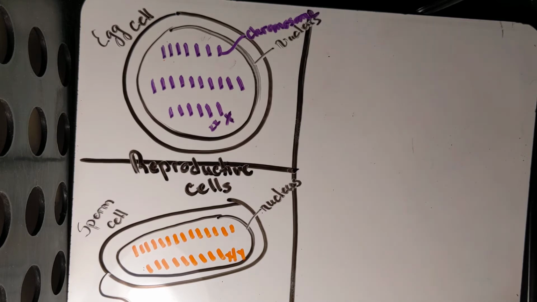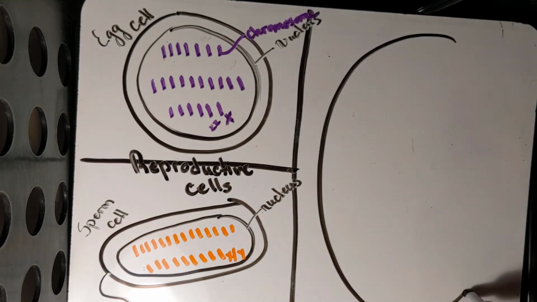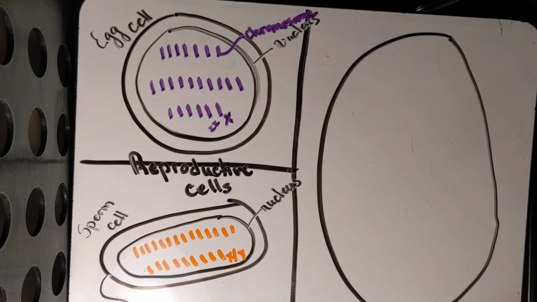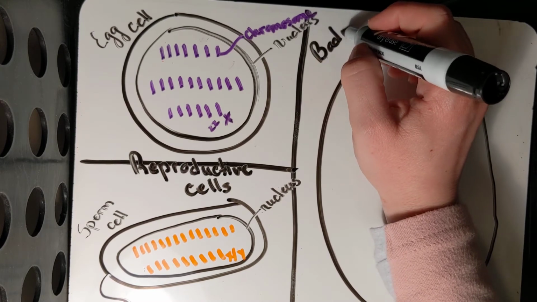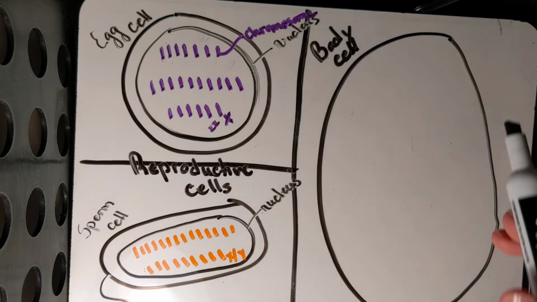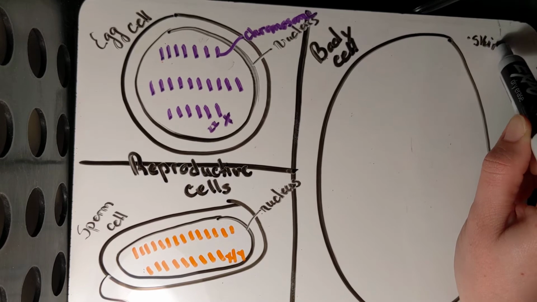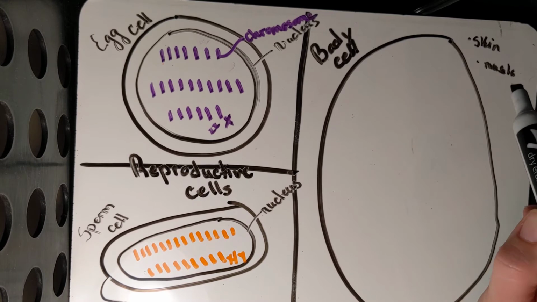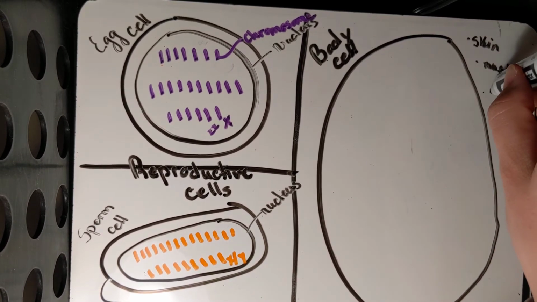So on the right hand side, I want you to draw a really big circle. And inside that circle, or above that circle, I want you to label this body cell. And we know that body cells can be skin cells. We know they could be muscle cells. Sorry, I'm trying to write inside a really small box here, you guys. They might be nerve cells.